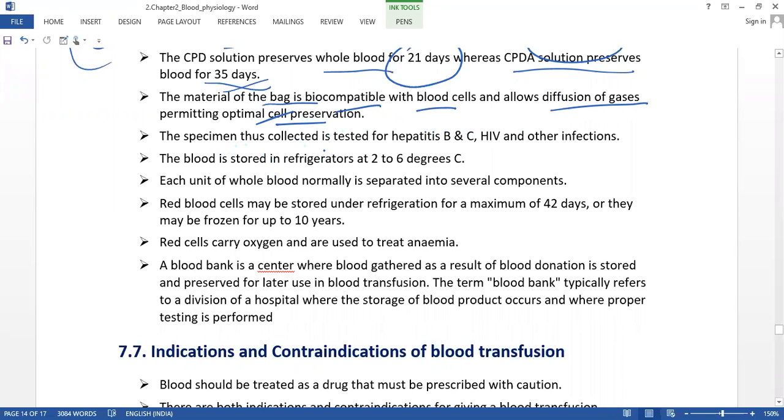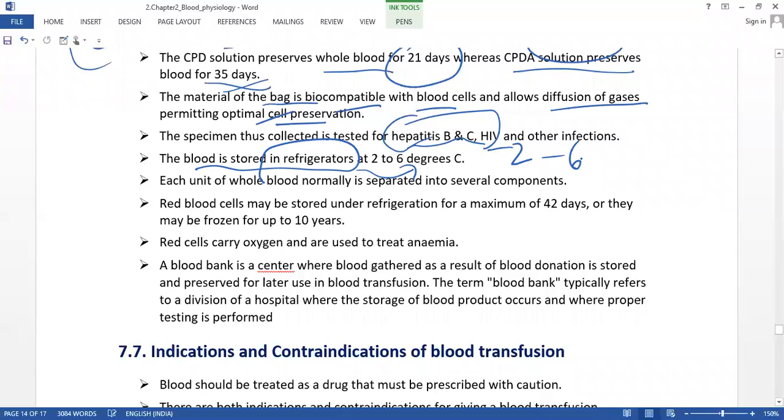The specimen that is collected is tested for hepatitis B, hepatitis C and HIV. These are the main diseases they check for, because they give the blood to the patient. They test for hepatitis B, hepatitis C, HIV, and other infections before injecting it into the patient. And the blood is then stored in the refrigerator at 2 to 6 degrees.